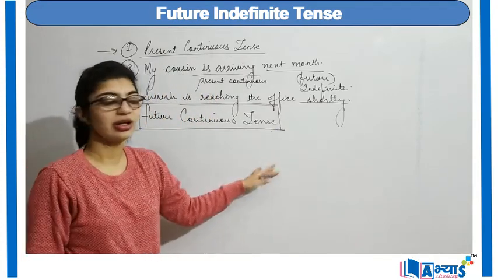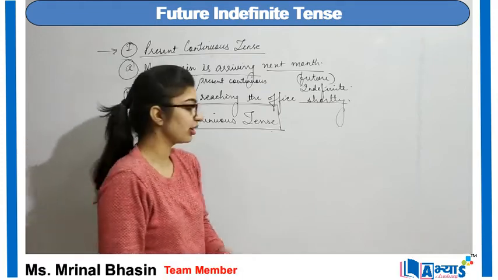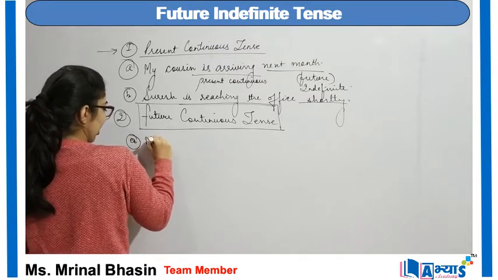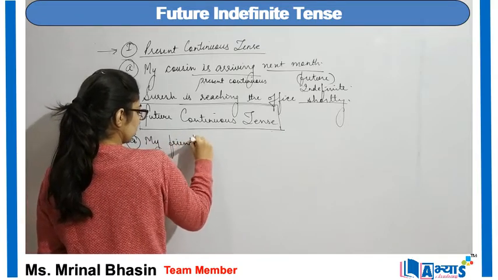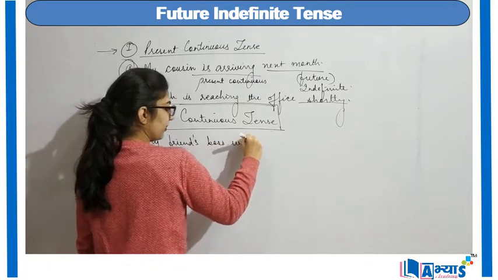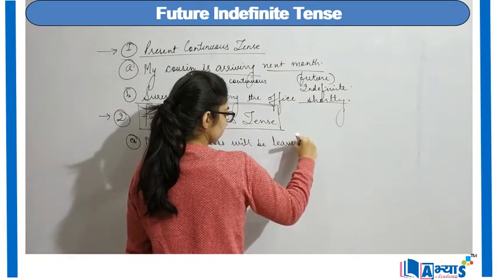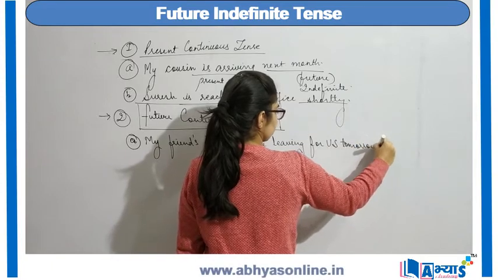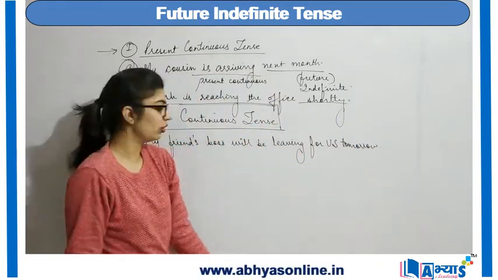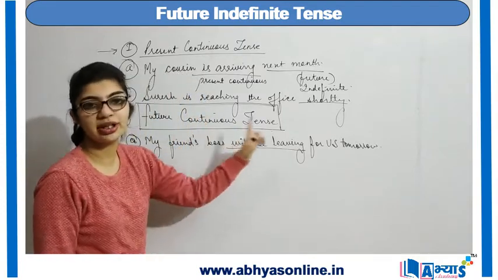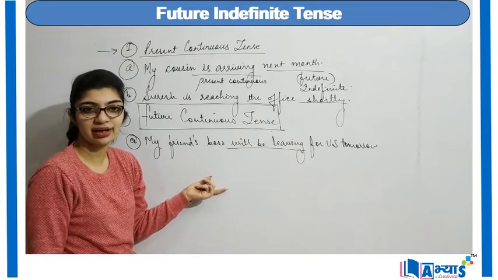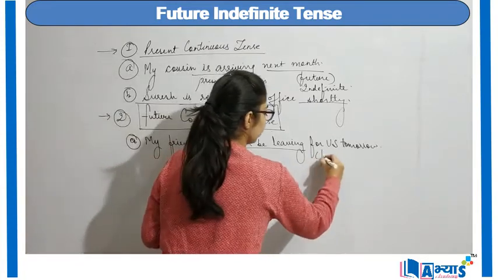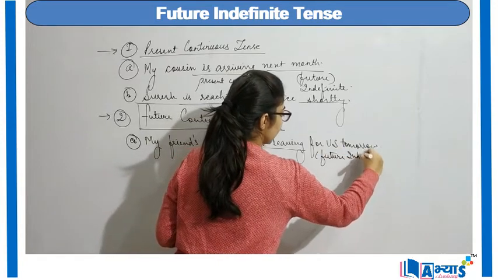Future continuous tense, we know, will definitely define the future action. So an example of such can be: my friend's boss will be leaving for US tomorrow. Now tomorrow at what time I do not know, but will be leaving is again a future continuous tense, so I know that this indicates the future action which will take place at some time tomorrow, but that time is not determined. Therefore this is future indefinite tense.